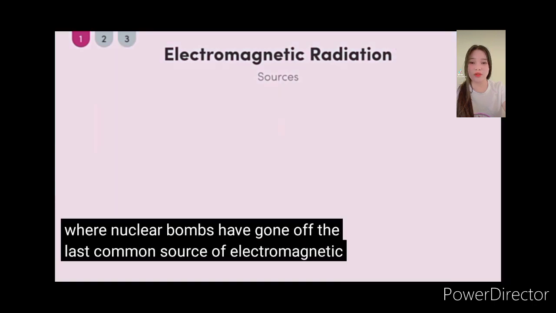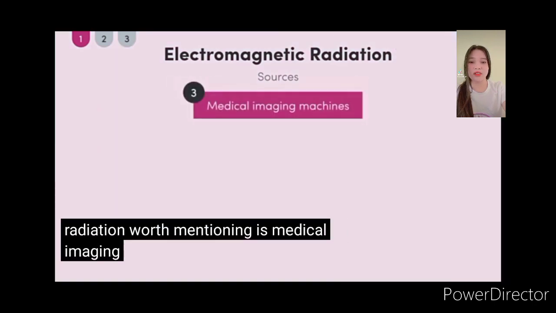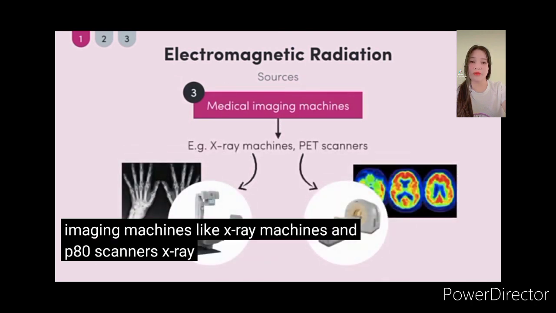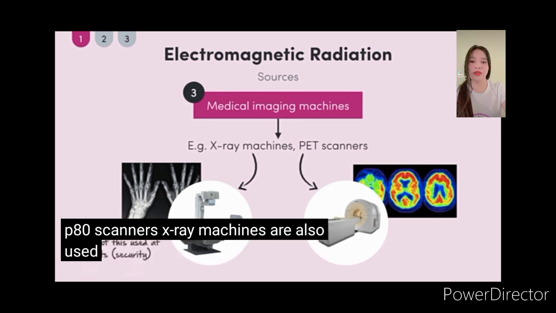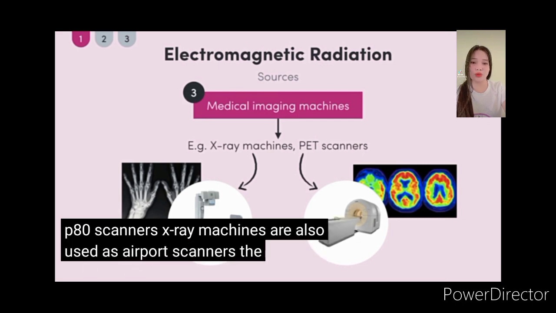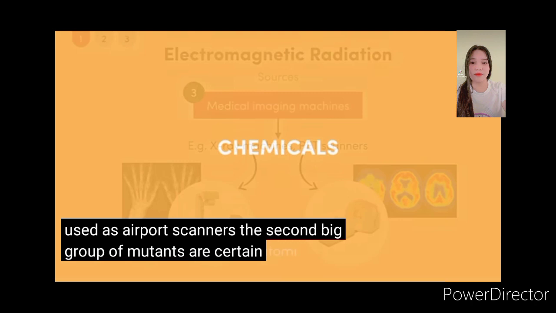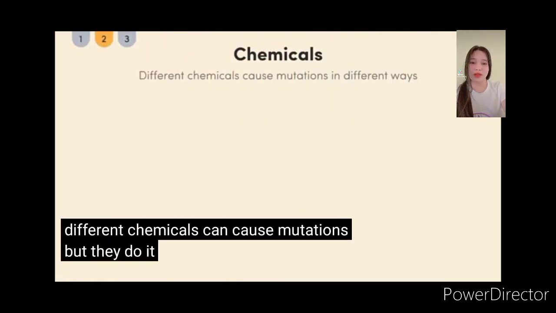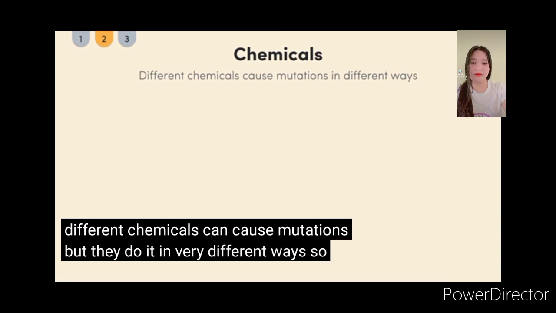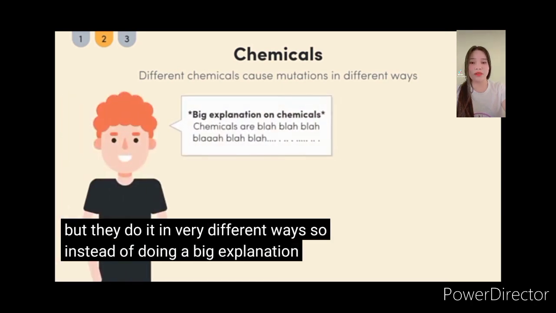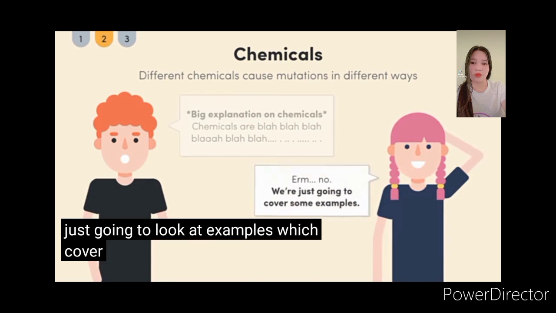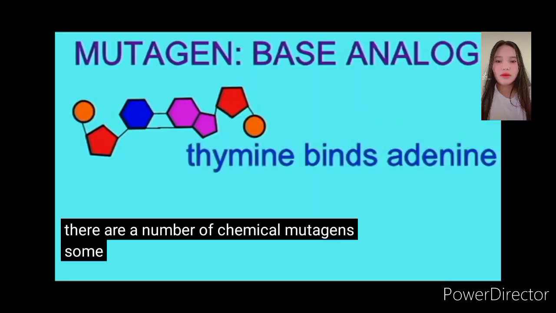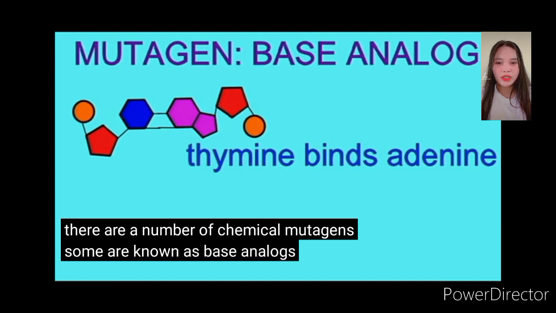Okay, so another source of high energy radiation, and the last common source of electromagnetic radiation worth mentioning, is medical imaging machines like X-ray machines and PET scanners. X-ray machines are also used as airport scanners. The second big group of mutagens are certain chemicals. Different chemicals can cause mutation, but they do it in very different ways. So instead of doing a big explanation, we're just going to look at examples which cover the main ways chemicals cause mutations.